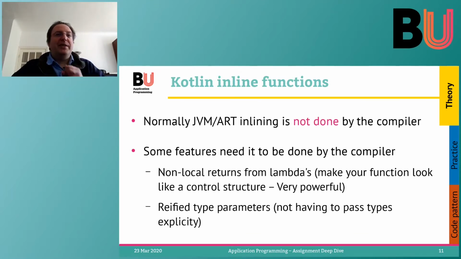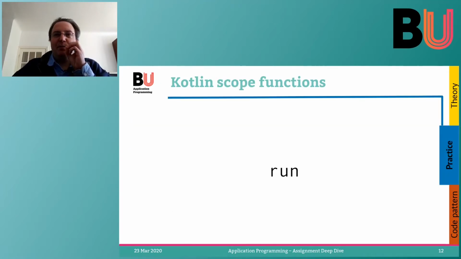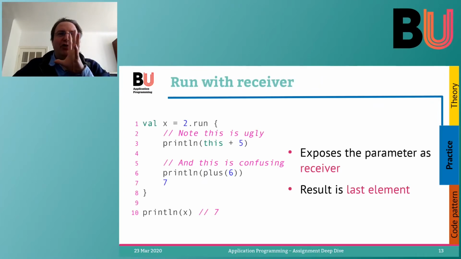So there are some examples of these that hopefully make it a little bit clearer. The first one is the Kotlin run function. That's actually two functions: the Kotlin run function has a variant with a receiver and a variant without a receiver.